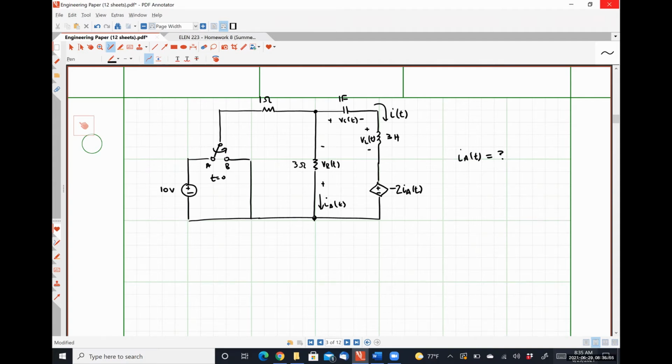All right, so the question is, can I combine the two resistances? So when that switch closes from position A to position B, that places the 1 ohm resistor in parallel with the 3 ohm resistor. So I could make a combination there. But what do I do about that dependent source? All right, no. Also no.